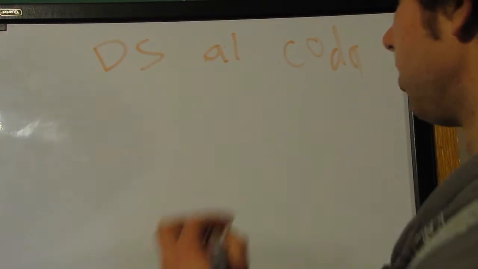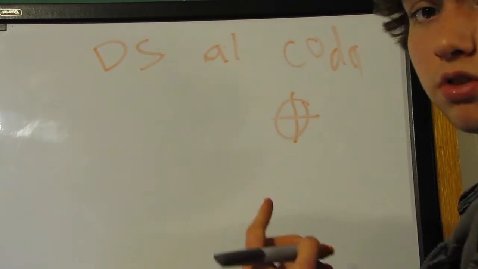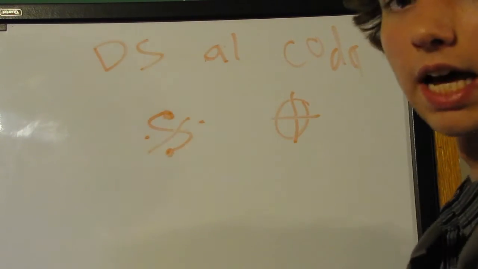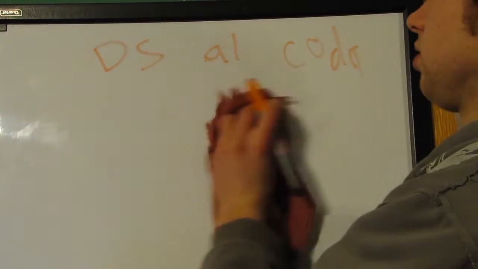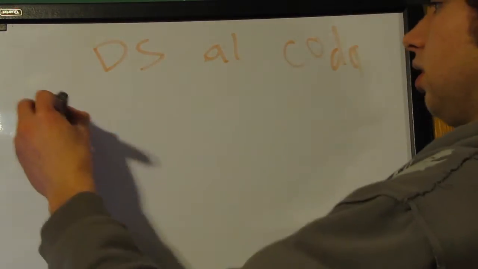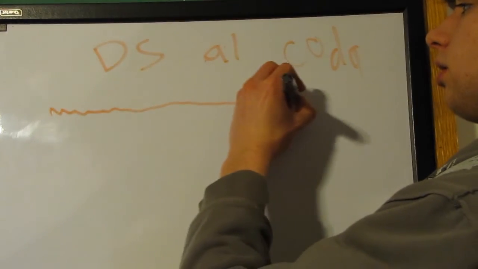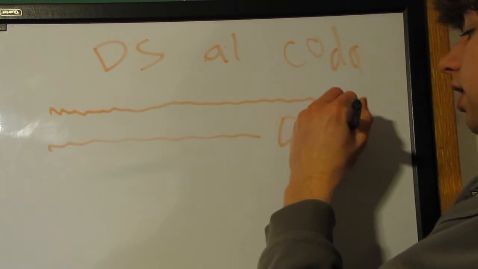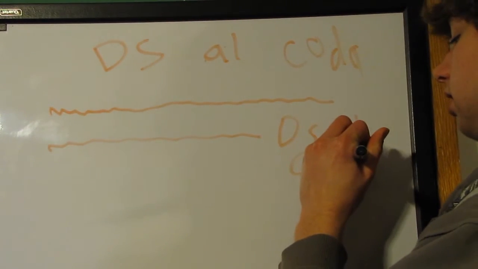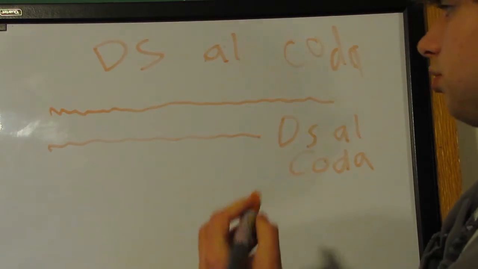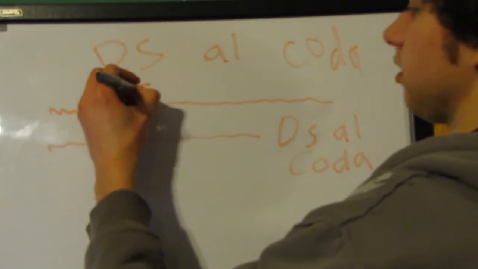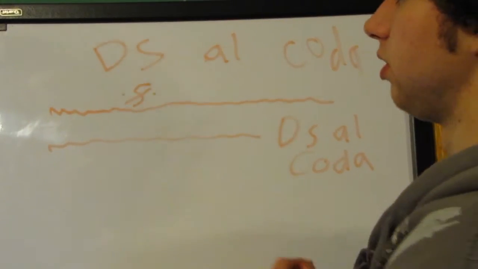DS al coda. So now we have two signs we need to worry about. The coda sign, which looks like that, and the Segno, like that. Now, when we're reading music, here is how a DS al coda works. We're reading, then we reach something that says DS al coda, just like for the DS al fine. Now, we go back to the Segno. So go back to the little S looking thing with a slash and two dots.